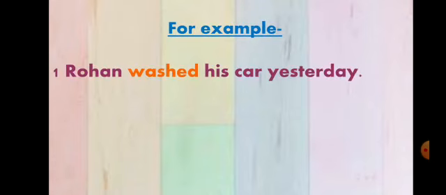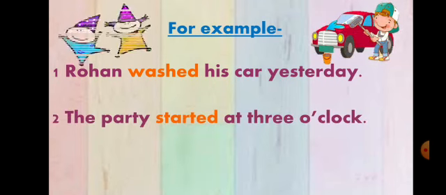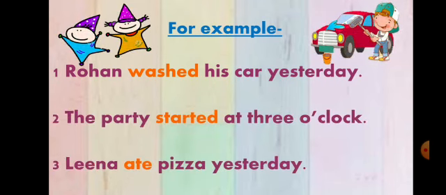Let me show you some more examples of simple past tense. Rohan washed his car yesterday. The party started at 3 o'clock. Lena ate pizza yesterday. In all these sentences, second form of verb is used and it is clear that these actions took place in the past time.